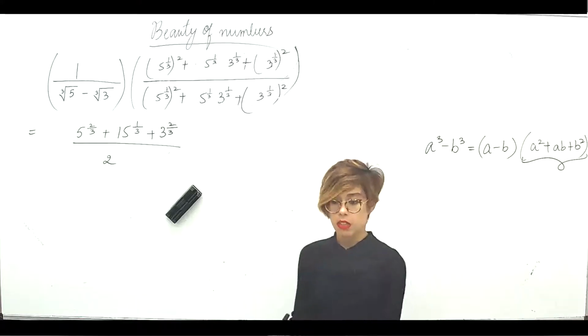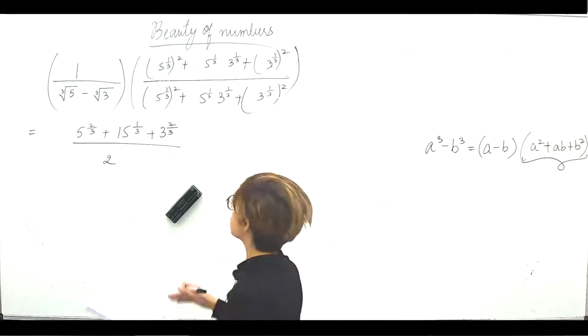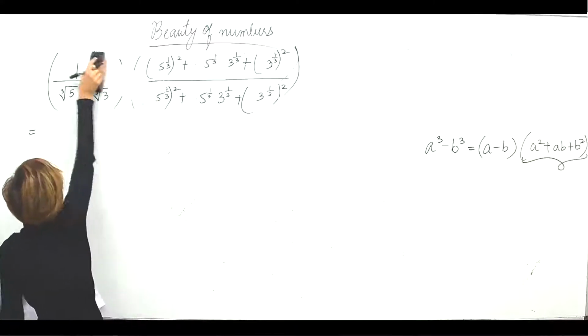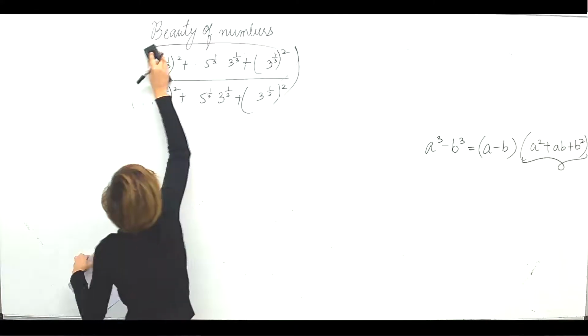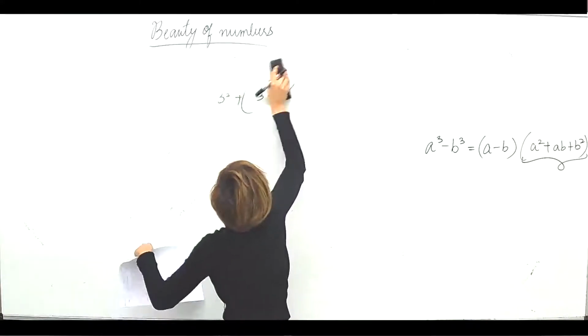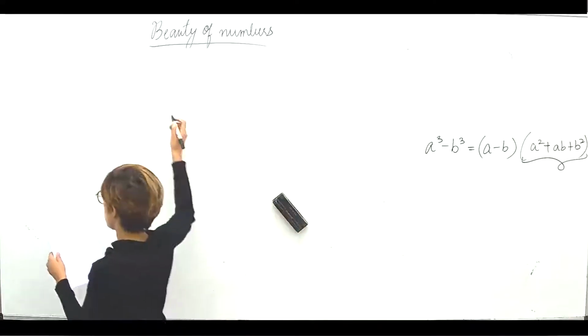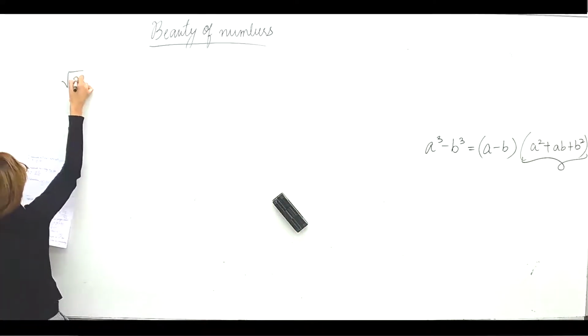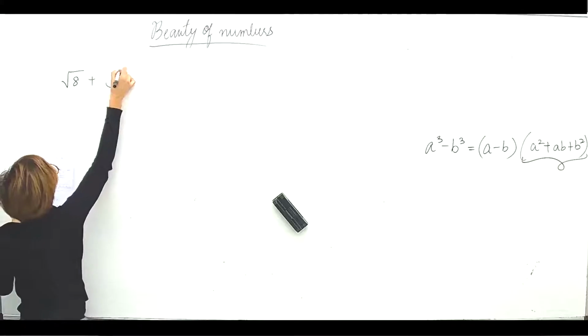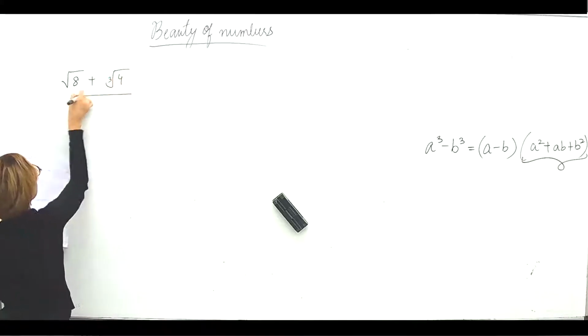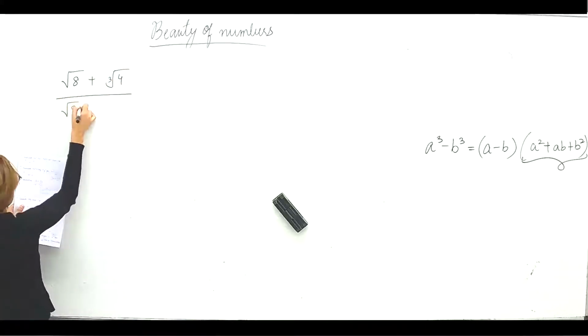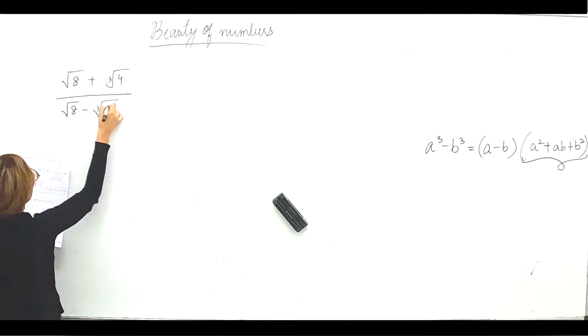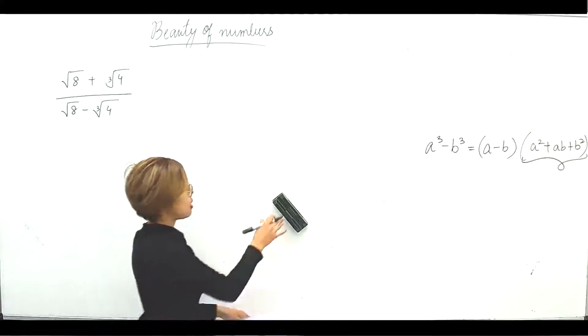So write, rationalize: square root 8 plus cube root 4 whole divided by square root 8 minus cube root 4. Rationalize the denominator.